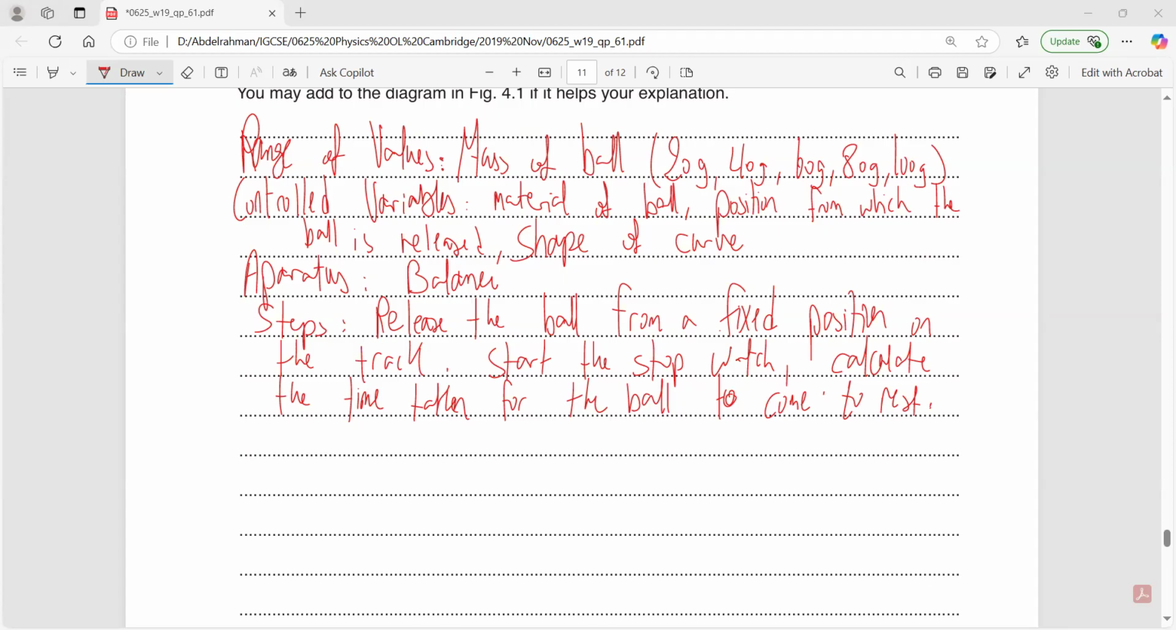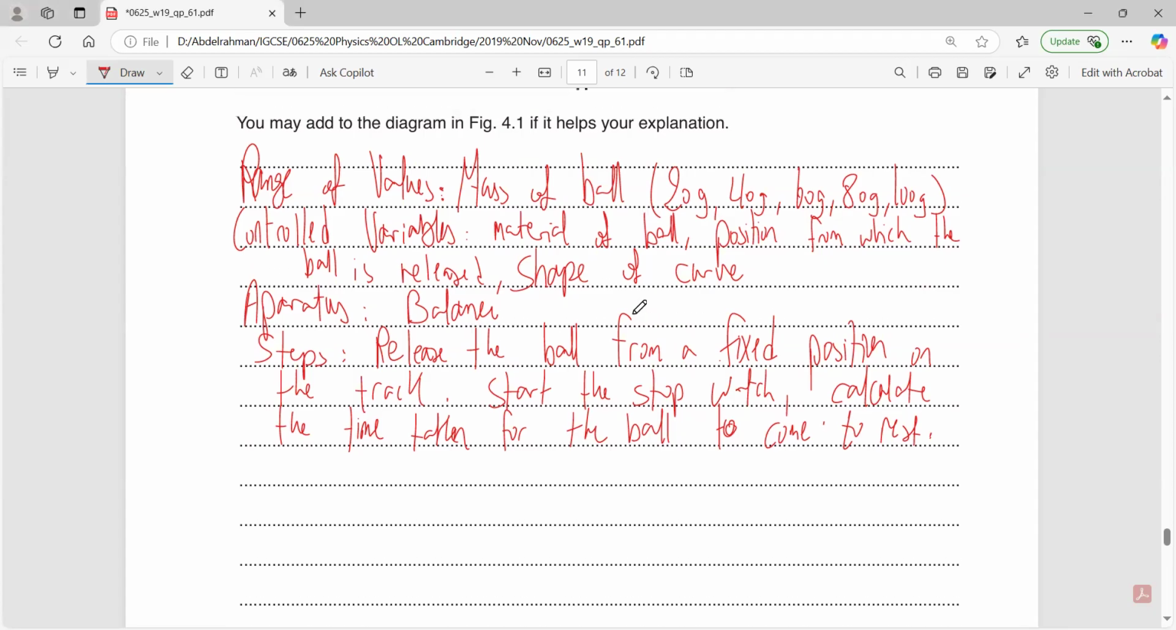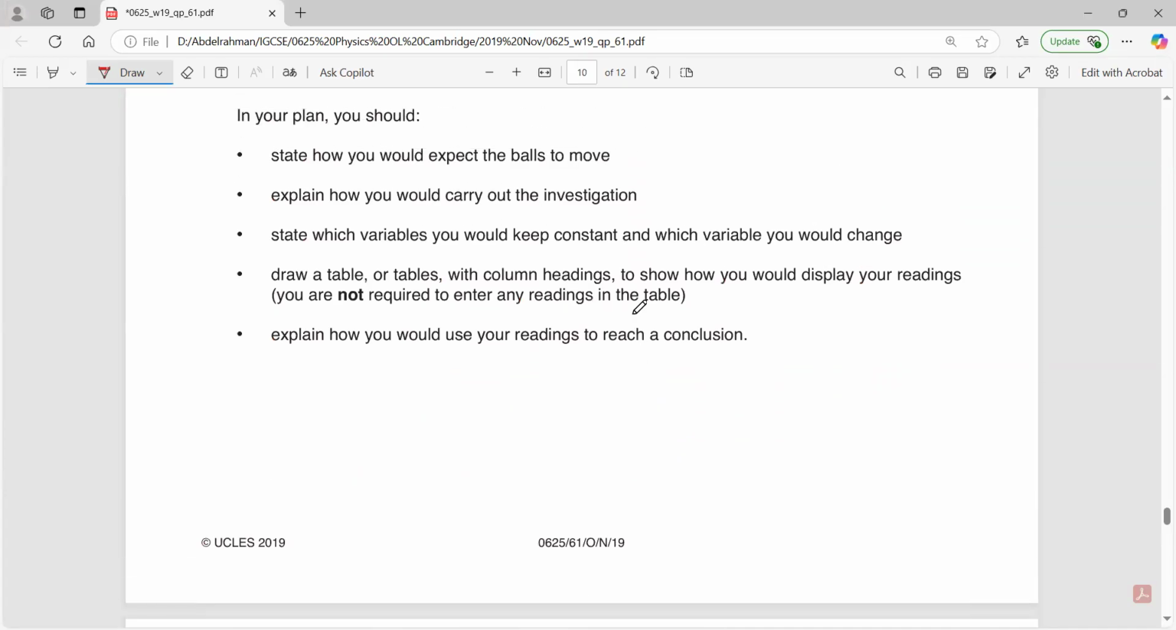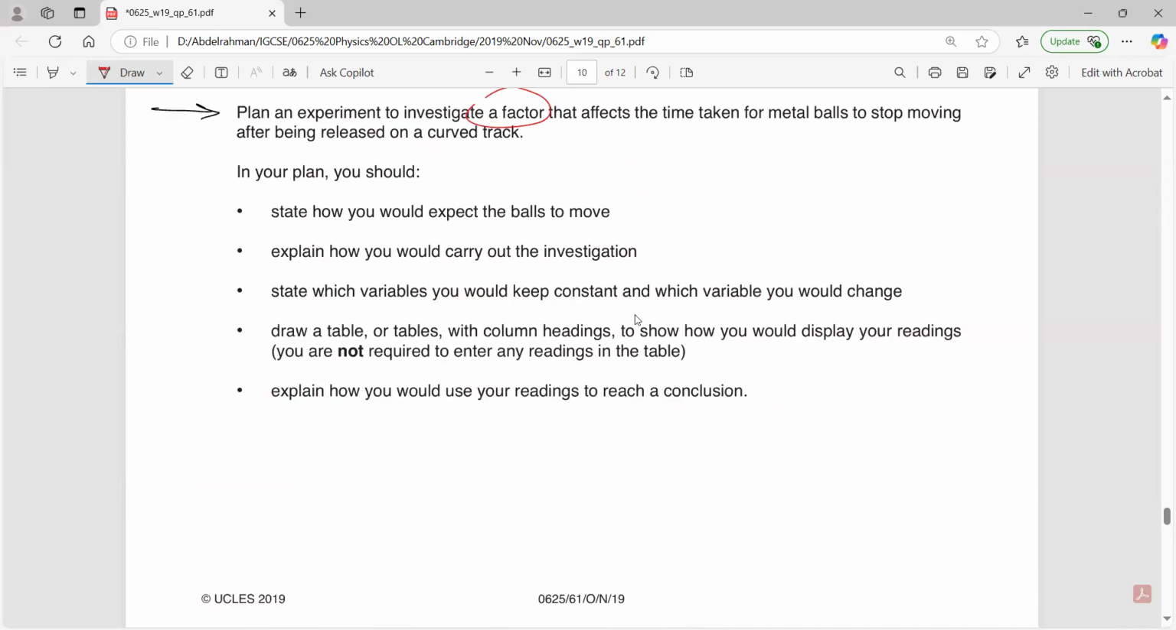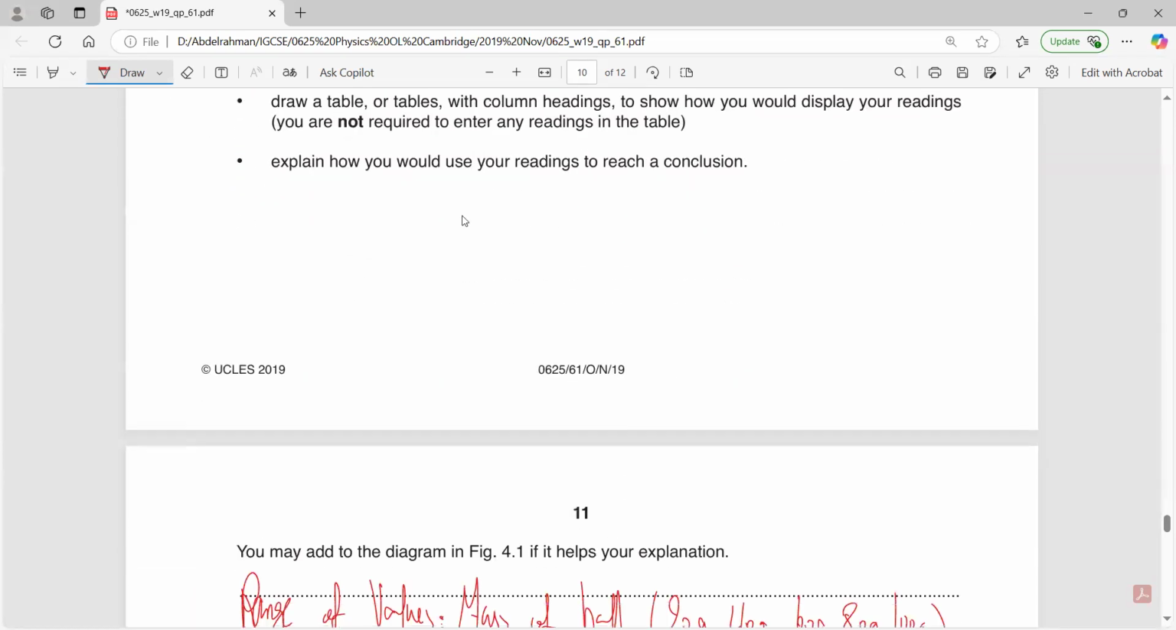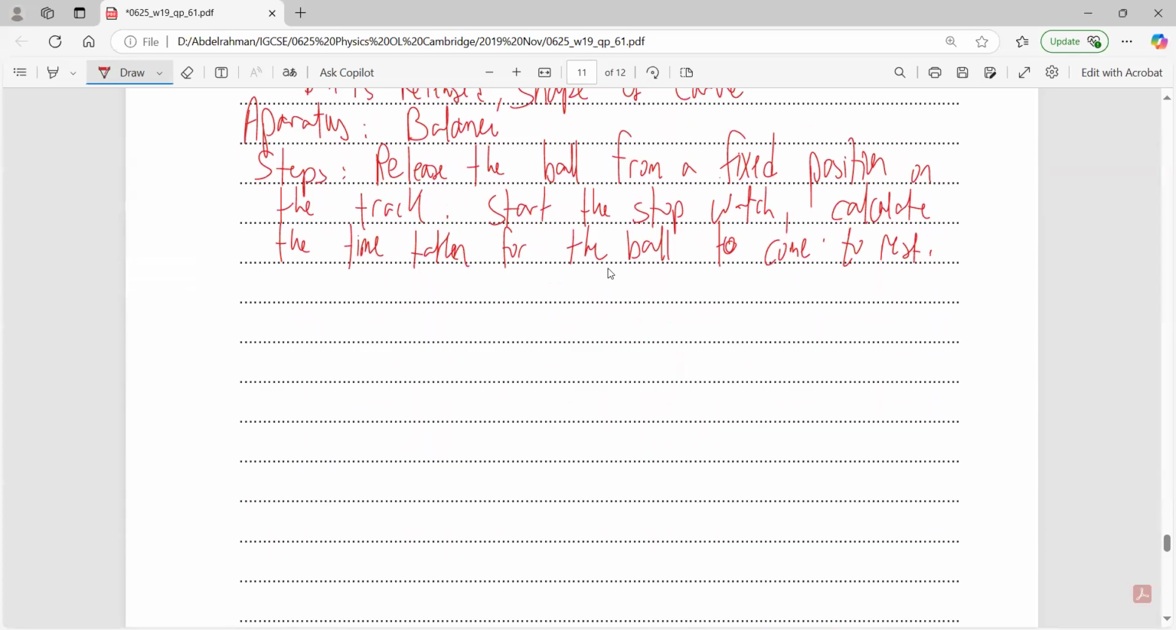And then I guess we need to draw a table. Let me check the points. State the variables. Okay, you need to draw a table. You can draw the table in this empty space or on the lines as you like. Okay, it's up to you. If you have some space on the lines, you can draw the table here. If you don't, then simply draw it in the empty space above.